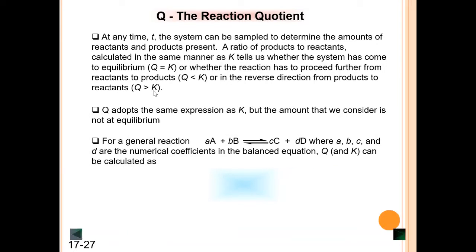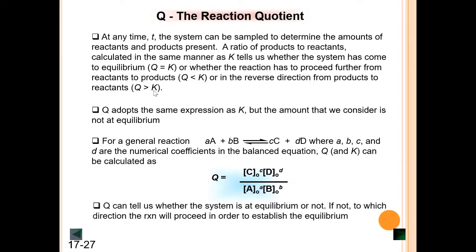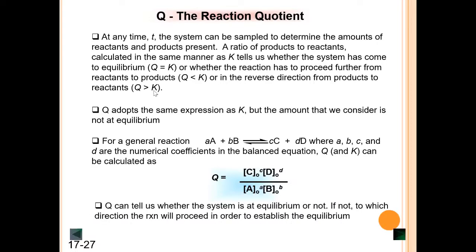So the reaction quotient adopts the same expression as K, however the amounts that we consider are not at equilibrium. So if we have a general equation A plus B produce C plus D, the value of the Q that we calculate can tell us whether the system is at equilibrium or not at equilibrium yet. If it is not at equilibrium, to which direction will the reaction proceed in order for the system to establish the equilibrium.